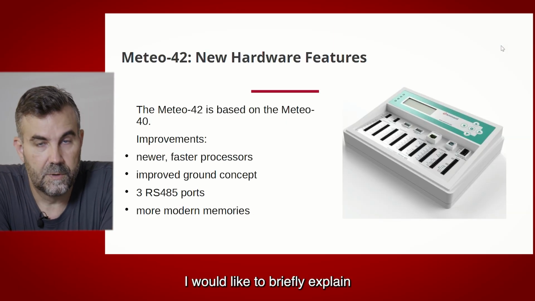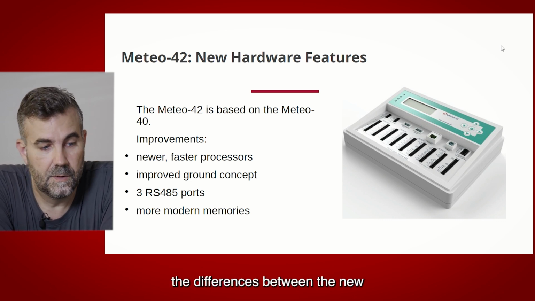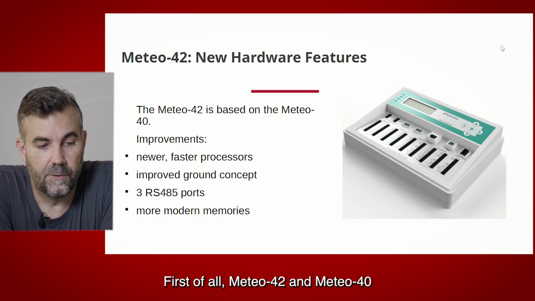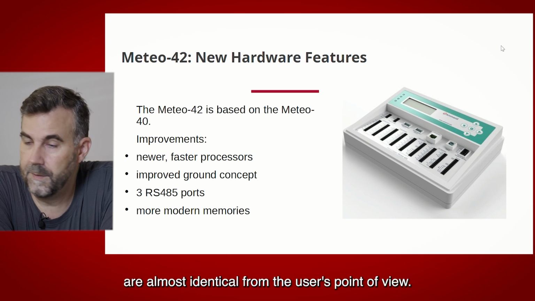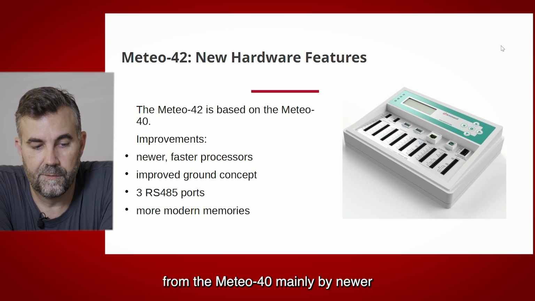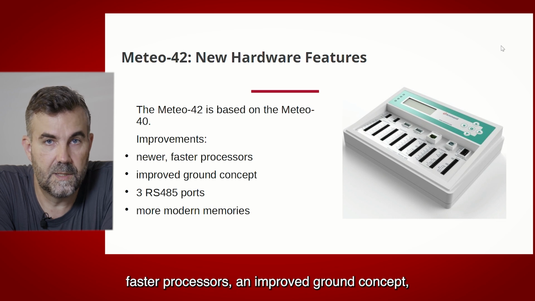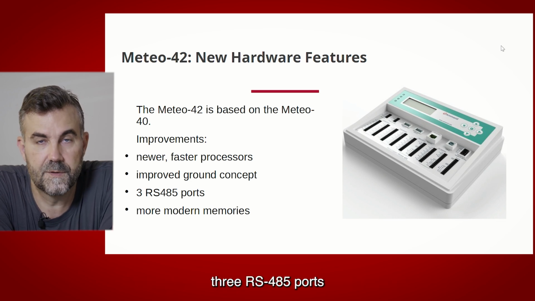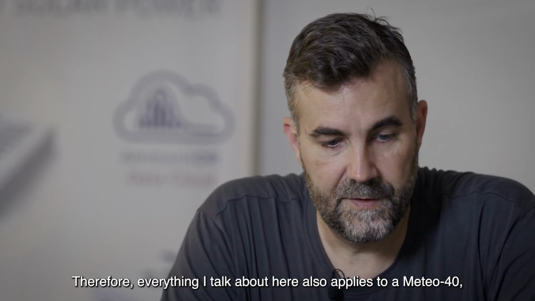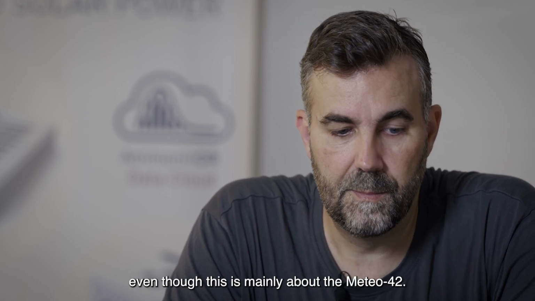Before we start, I would like to briefly explain the differences between the new Meteo-42 and the Meteo-40. First of all, Meteo-42 and Meteo-40 are almost identical from the user's point of view. The Meteo-42 differs from the Meteo-40 mainly by newer, faster processors, an improved ground concept, 3 RS485 ports, and more modern memories. Therefore, everything I talk about here also applies to a Meteo-40, even though this is mainly about the Meteo-42.